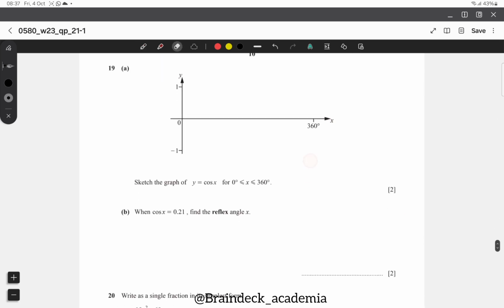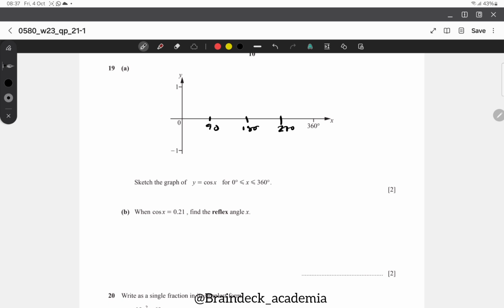So now we're in number 19. Number 19 says sketch the graph of y equals cos x for 0 degrees less than or equal to x and x less than or equal to 360. To solve this, I'm going to divide it into intervals of 90 degrees. So I have 0 to 90, then 90 to 180, then 180 to 270, then 270 to 360. So now let's solve this.